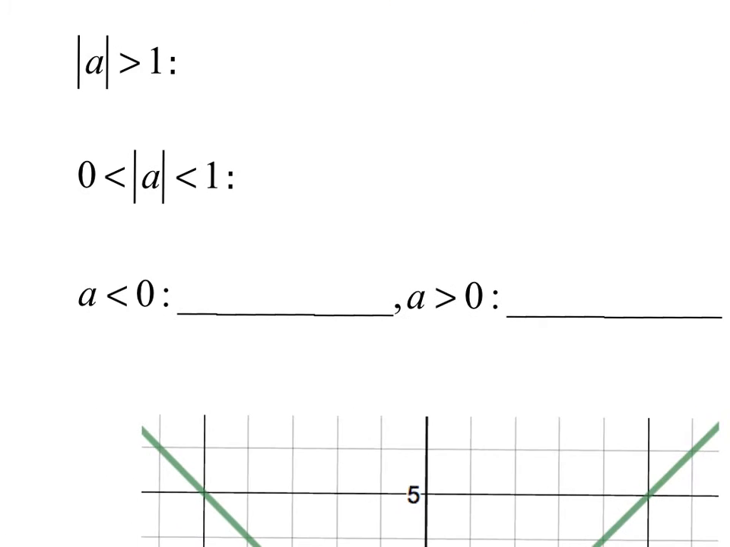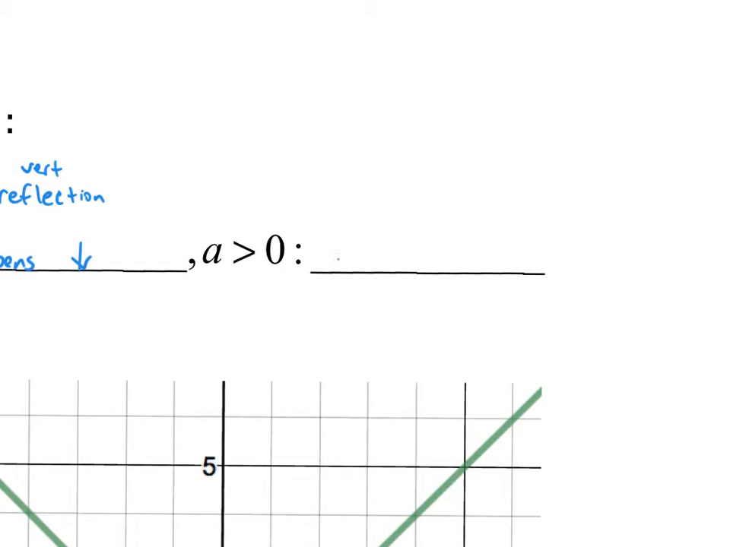First off here, if A is a negative number, then it opens down. In other words, the negative means that it is going to do a vertical reflection. If A is positive, then it opens up, and there's no reflection.